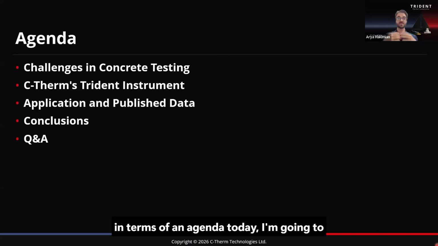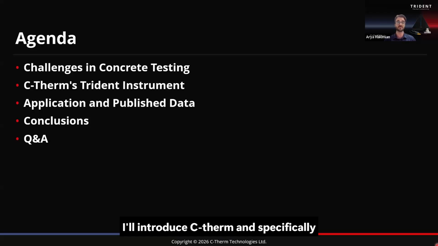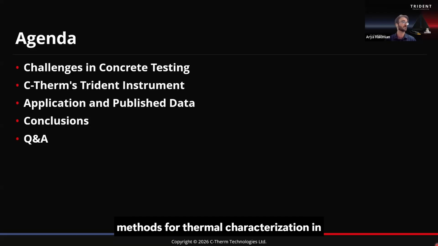So in terms of an agenda today, I'm going to start out with some general challenges in testing concrete, some different considerations to keep in mind as you go through the options that exist out there. I'll introduce C-Therm and specifically our Trident instrument for the testing and a lot of the data, of course, that we're going to present here today, which will lead into different applications as well as some published work data through the use of these transient methods for thermal characterization in this space. We'll wrap up with some conclusions, and then, like I said, towards the end, we will have a group Q&A to go over any outstanding questions together.